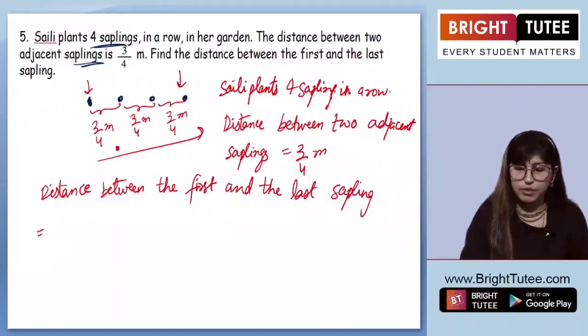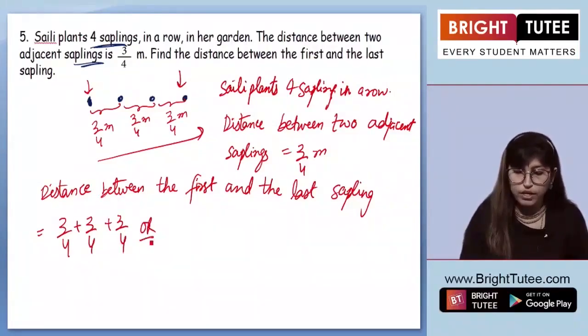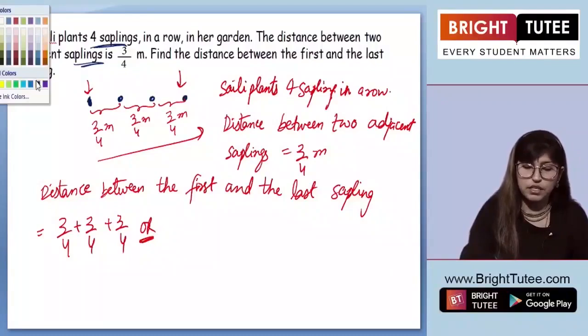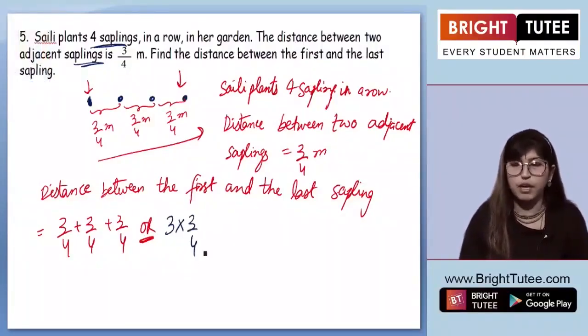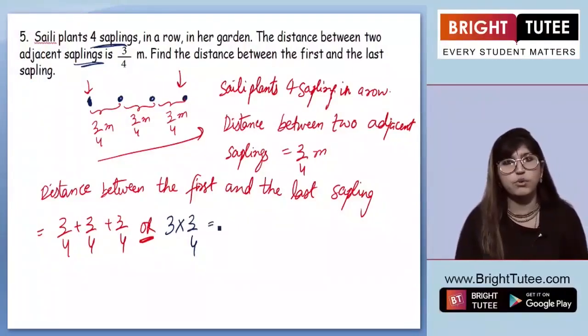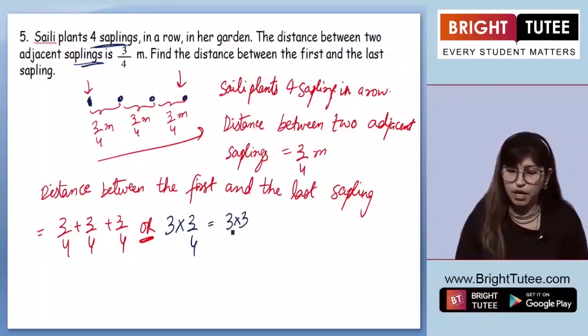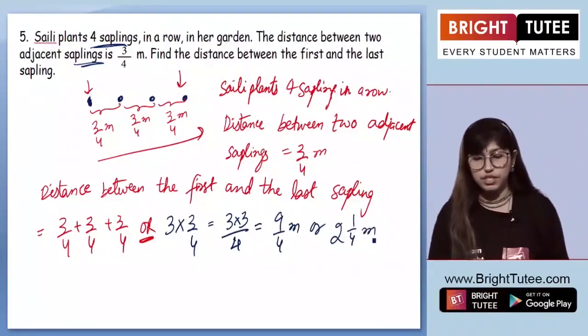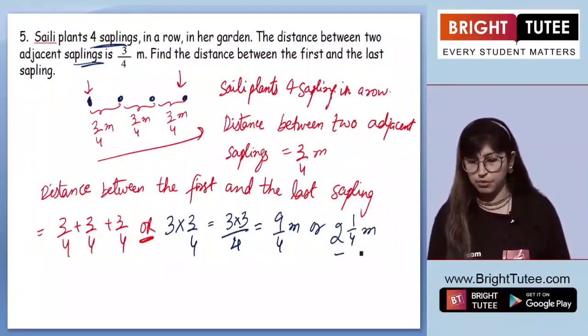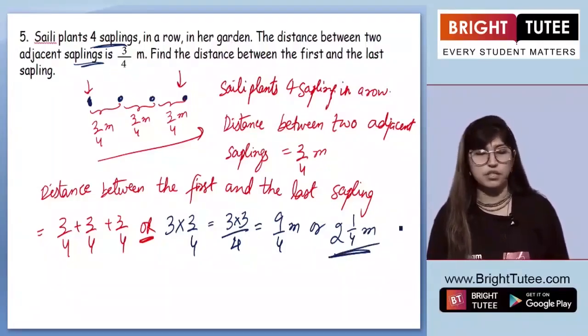is, either we can add all of them, so we'll get 3/4 plus 3/4 plus 3/4, or since we discussed in earlier videos, we can write it down as 3 times 3/4. So whatever thing you apply, you will be getting the same answer. So you will be getting 9/4 meter or 2 1/4 meter. So the distance between the first and the last sapling will be 2 1/4 meter.